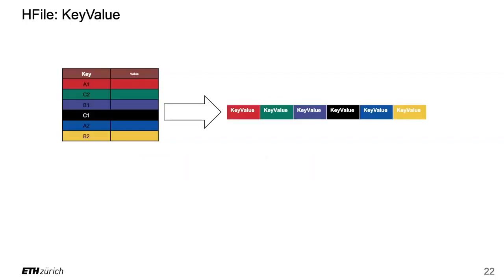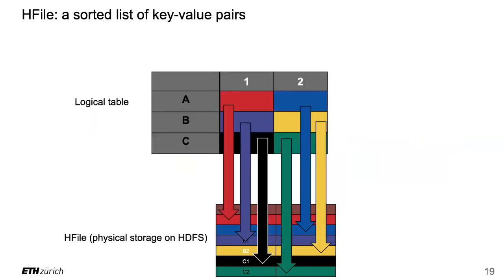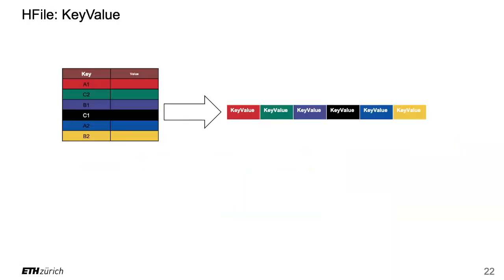All right, so now I told you this is physical, right? What is at the bottom, but of course, physical, what is it for computer scientists? It's zeros and ones, so we still need to get this into zeros and ones. How do we do this? We just concatenate the key values one after the other, right? So every key value will be a sequence of zeros and ones, and we just put them one after the other. That gives us the HFile, all right?